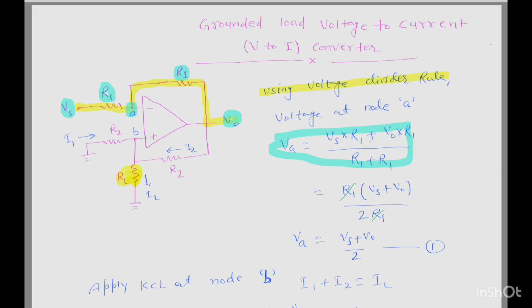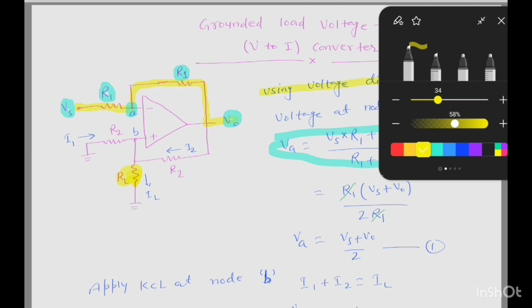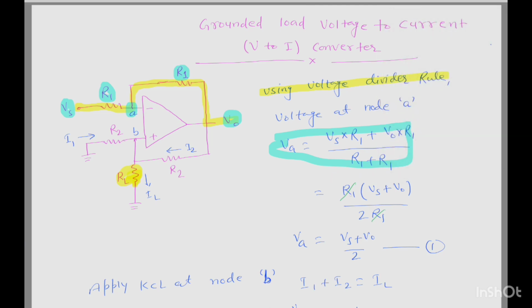Then take R1 as common from the numerator. Vs plus V0, close the bracket, upon 2R1, since R1 plus R1 is 2R1. R1 cancels out from numerator and denominator. Then Va equal to Vs plus V0 upon 2. This is equation number 1.